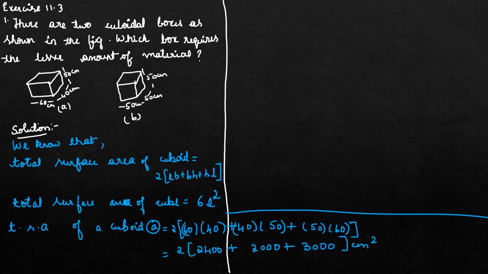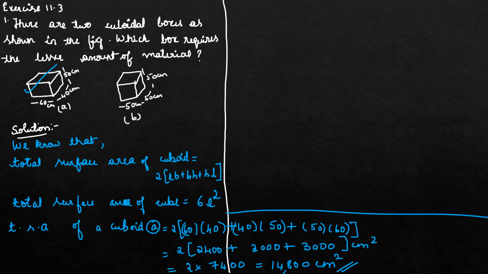Why centimeter square? It's the area, total surface area. Now 2 into 7400. How did you get 7400? We added up. Okay. 14,800 centimeter square is the answer for cuboid. That is the A figure. For A figure, this is done.